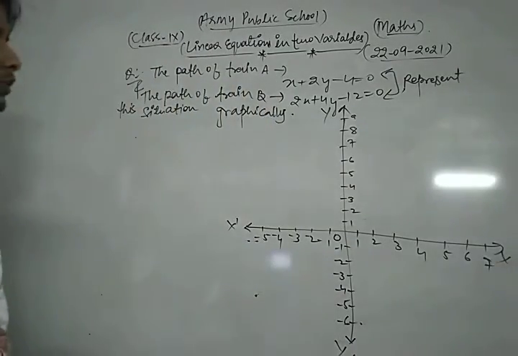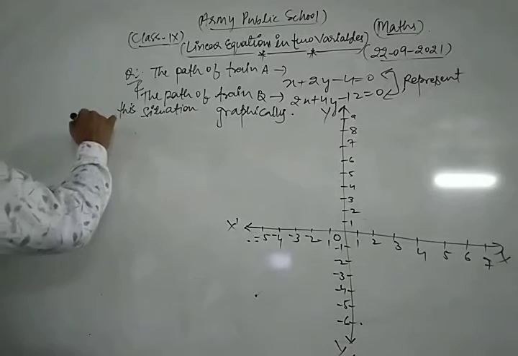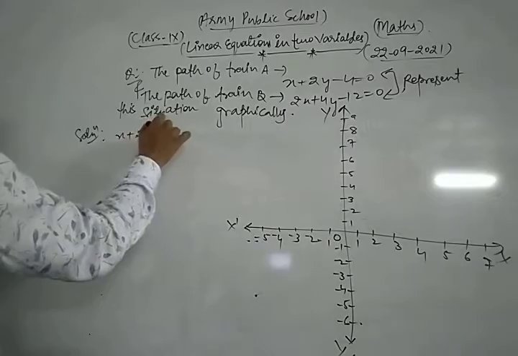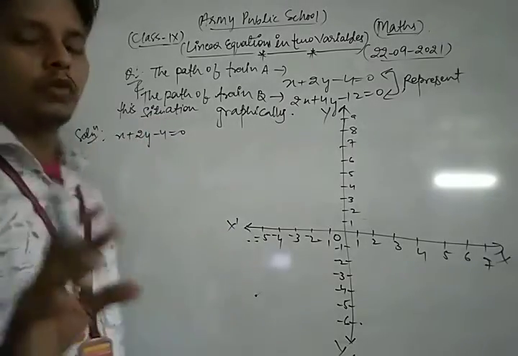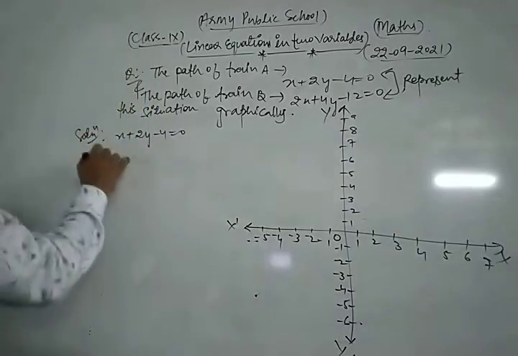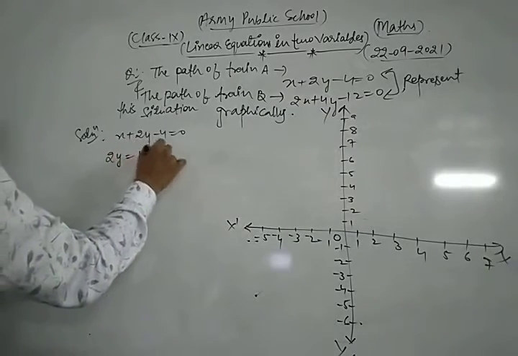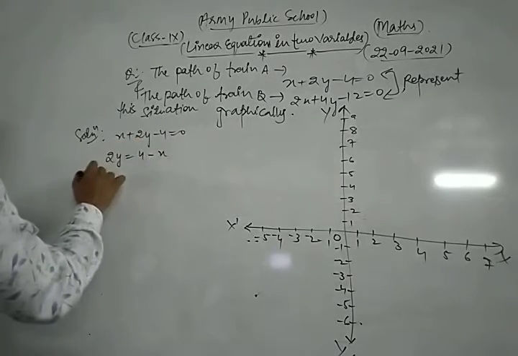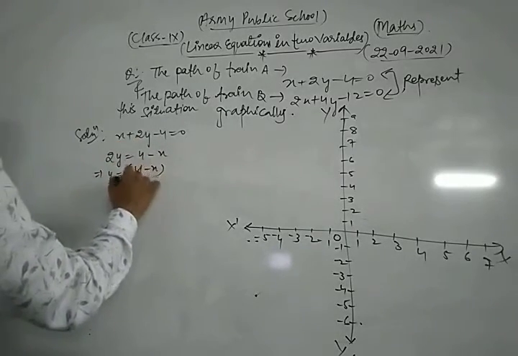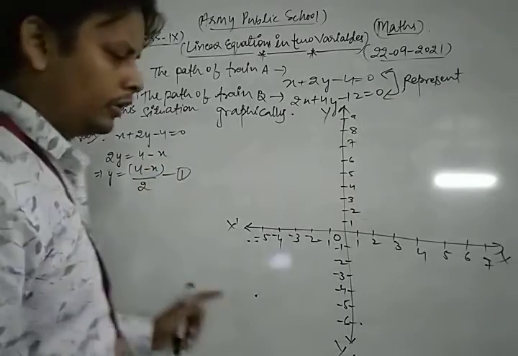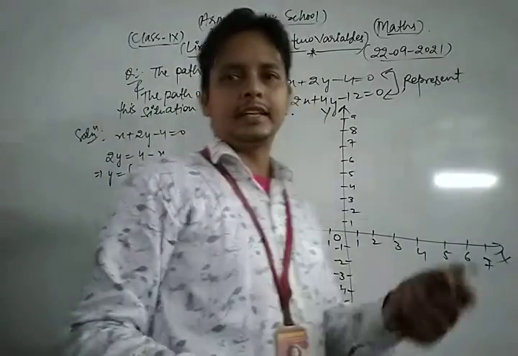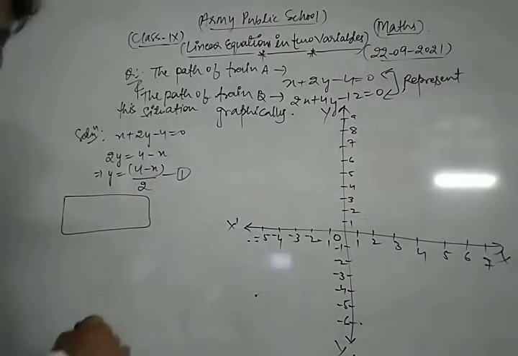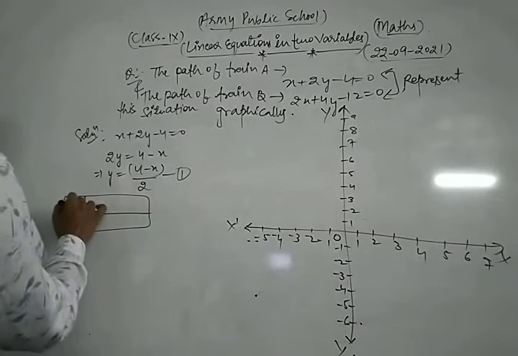Now look what I do. First of all, let's see its solution. So first we have the first equation, x plus 2y minus 4 is equal to 0. So first we express y in terms of x. Okay, this is the first step. So we can write 2y is equal to 4 minus x. Okay, now y is equal to 4 minus x upon 2. We take this as equation number 1. Now we choose any suitable value of x and hence we find the corresponding value of y. So we form a table: this is x, this is y.